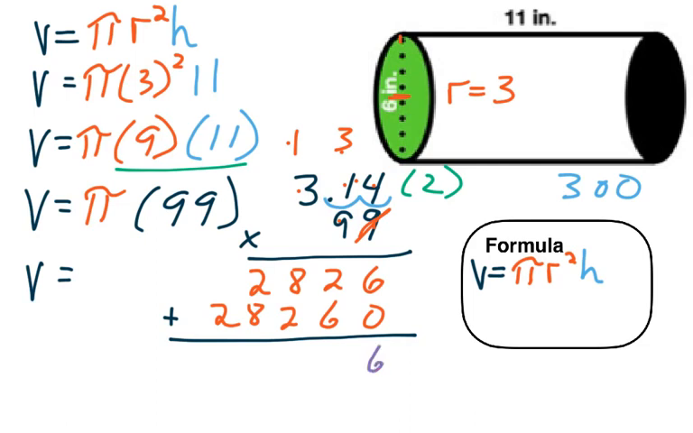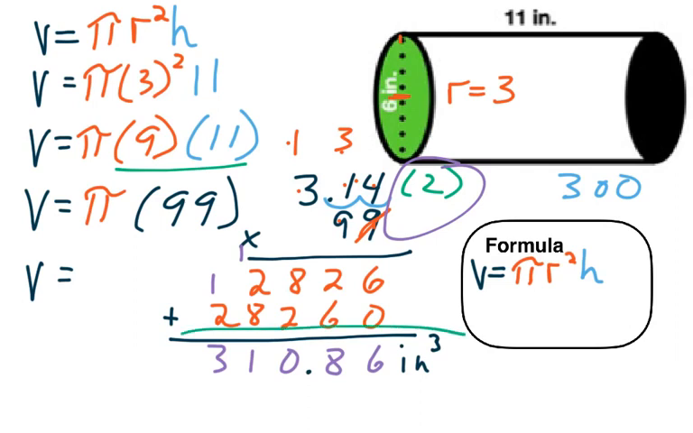6 and 0 is 6. 6 and 2 there is 8. 8 and 2 is 10. I'm going to carry this 1 up. 8 here plus 2 is 10, plus 1 is 11, which means I got to carry a 1. That makes 2 and 1 is 3. So I'm getting a big number there, but I got to come back 2 decimal places. So it's basically 310.86. And remember, this is going to be in inches cubed, because we always want 3 dimensions with volume. And that is our answer right over there, 310.86 inches cubed.